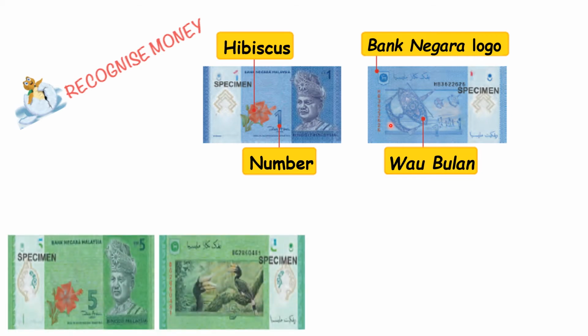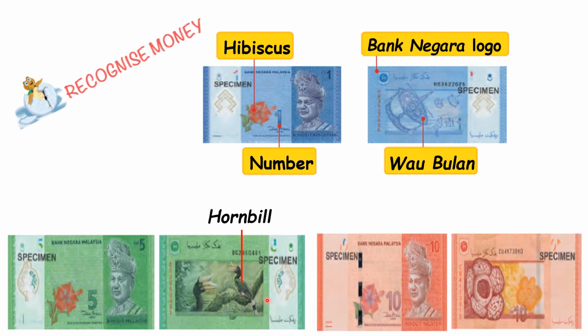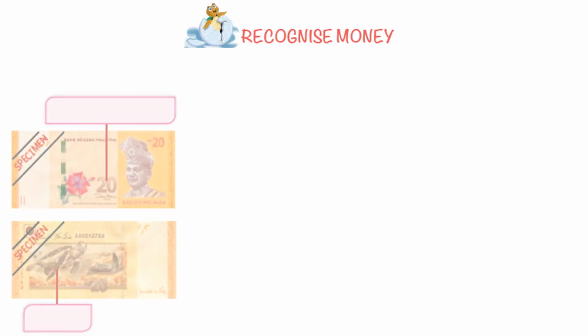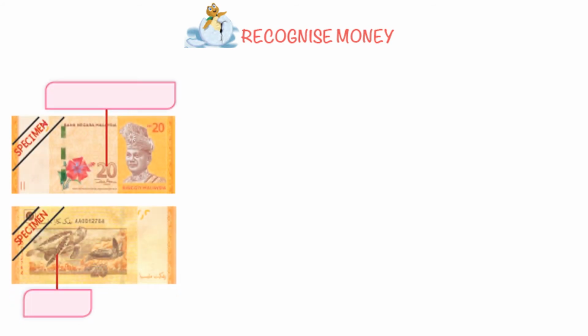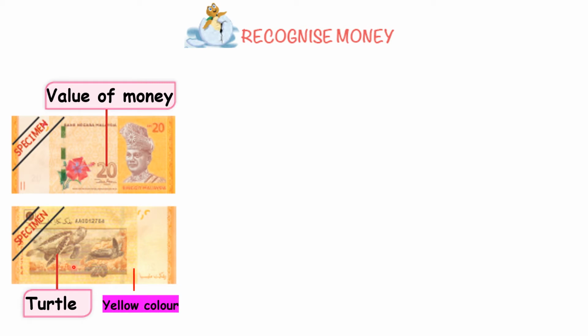Okay, next, this is a 5 ringgit note. This is the picture of a hornbill, and then this is the 10 ringgit note. You can see the Rafflesia picture. Next is the 20 ringgit note. This one shows the value of money, the number 20, and then down here at the side of the note is the picture of a turtle. It is yellow in color.